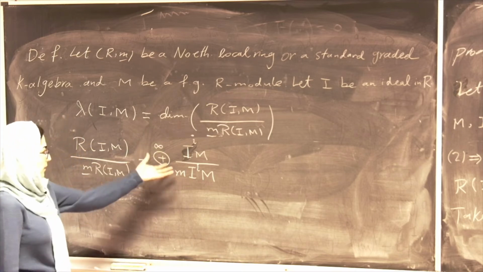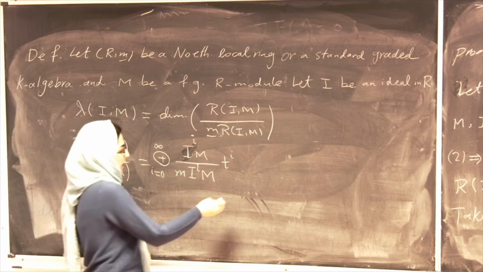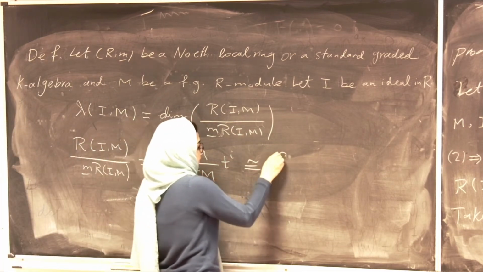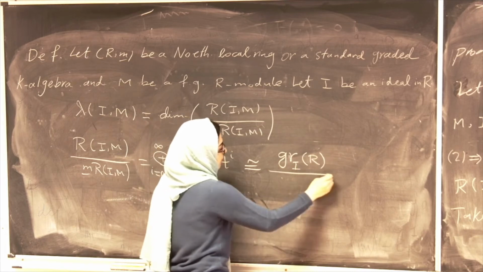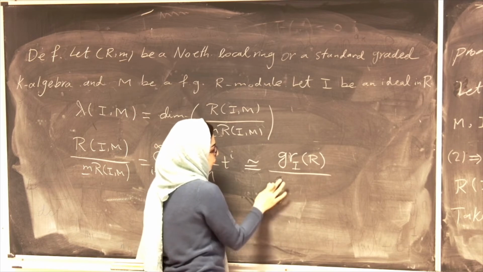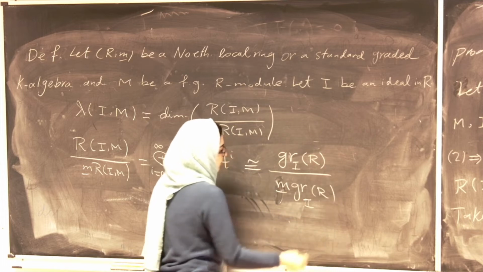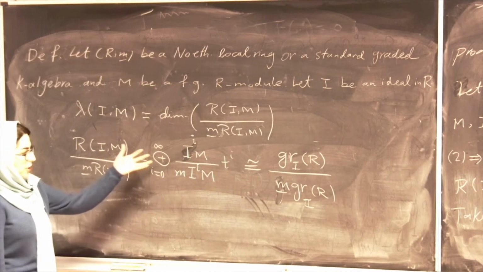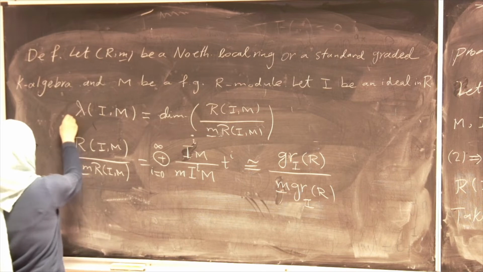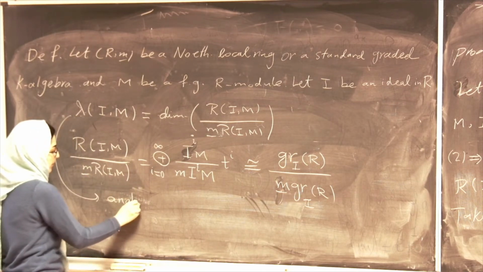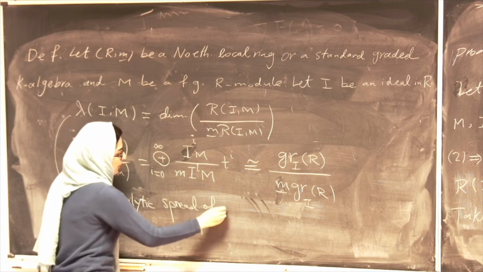This is easy to see, that this is a graded module with these components, and this also can be written as the quotient of the associated graded ring of R with respect to I. These are the same. So the dimension of this module we call the analytic spread of I with respect to M.